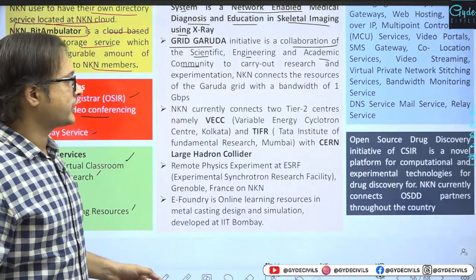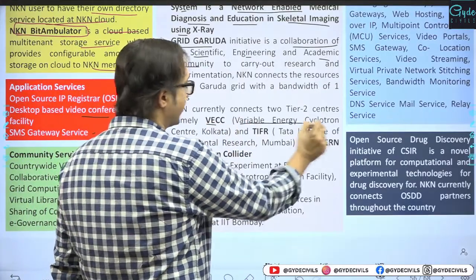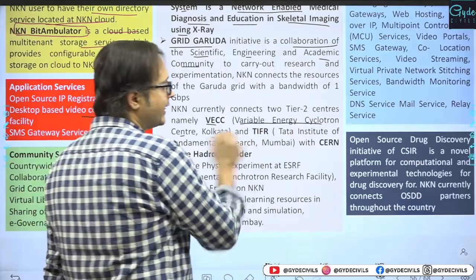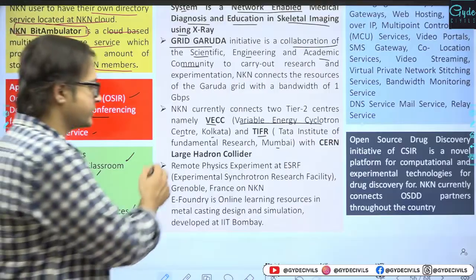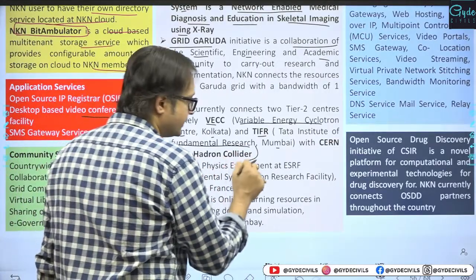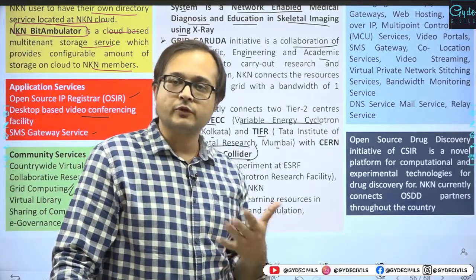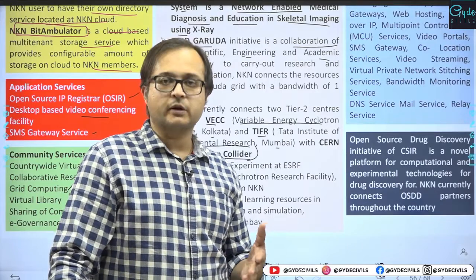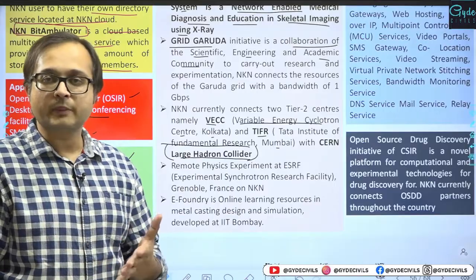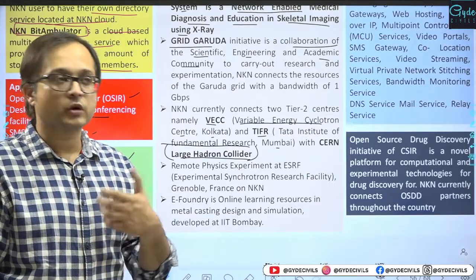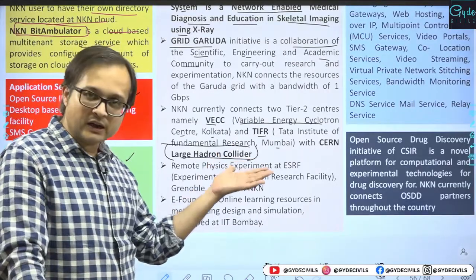Then the National Knowledge Network currently connects the tier 2 centers, namely VECC, the Variable Energy Cyclotron Center of Calcutta, and TIFR, the Tata Institute of Fundamental Research, Mumbai, with the Large Hadron Collider based organization. This is one of the largest experiments of the current time, the Large Hadron Collider, established by CERN. It is an important experiment because it is a particle collider, in fact, where new types of research have been carried out relating to the origin of the universe and the types of particles present in the universe, and these two facilities are directly connected to the Large Hadron Collider.